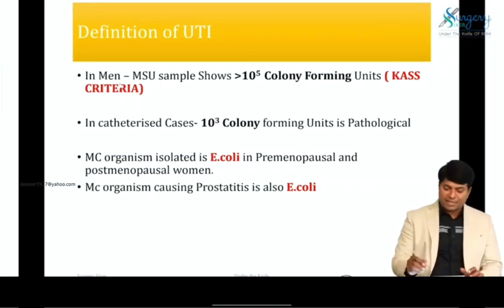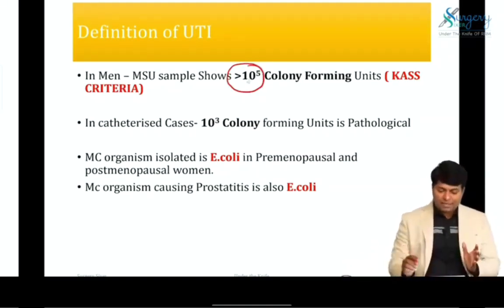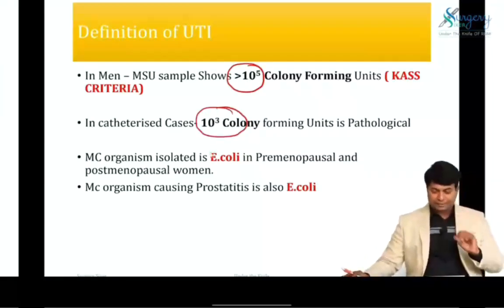So what is the CAUTI criteria? Presence of more than 10 to the power 5 colony forming units in mid-stream urine, or 10 to the power 3 in a patient with a catheter.